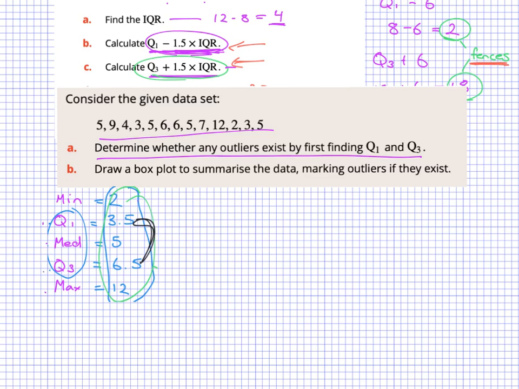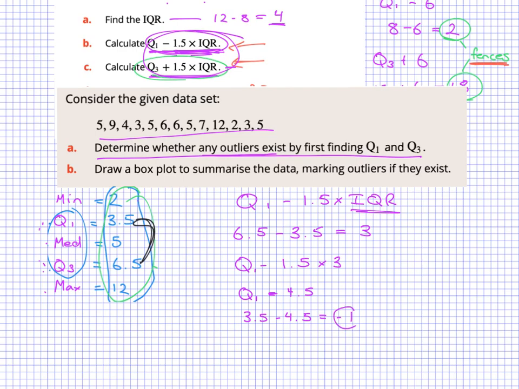Now all we need to do to determine whether any outliers exist is to reuse these formulas. So I've got Q1 minus 1.5 times IQR. First of all, we need to find the IQR. The IQR is Q3 take Q1, which in this case was 6.5, not times, minus 3.5, which is going to be a nice round 3. All right, so then Q1 take 1.5 times 3. 1.5 times 3 is 4.5. So then Q1, 3.5 take 4.5 is going to be minus 1.